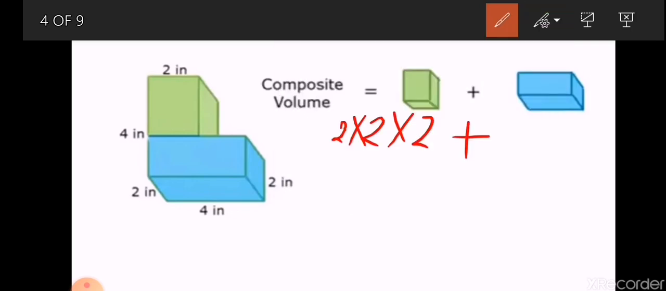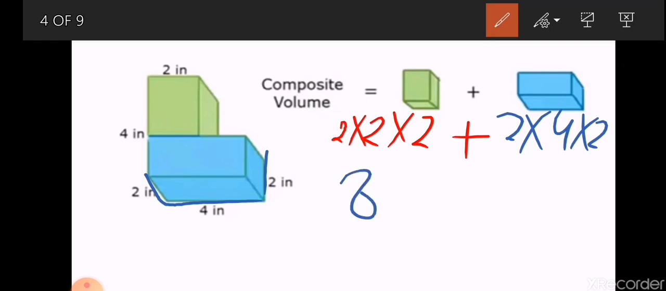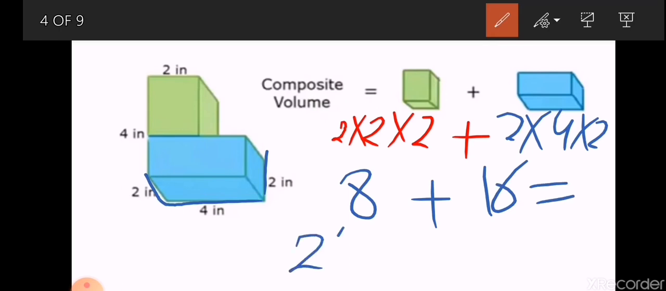For the blue part, the length is 4, the width is 2, and the height is 2. So 2 times 4 times 2. Let's multiply the volume for the green part. It will give you 8. Here, multiply them, you will get 16. And if I add the two volumes together, I will get a total of 24 inches cubed.